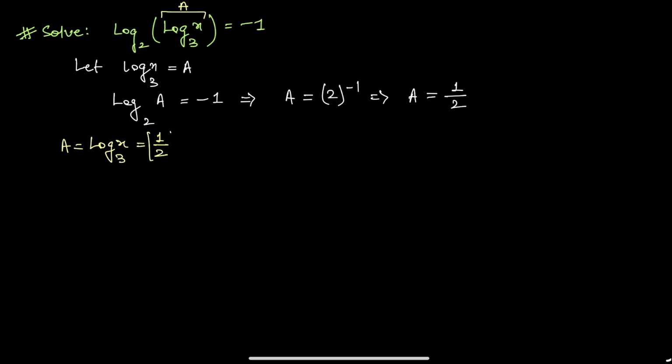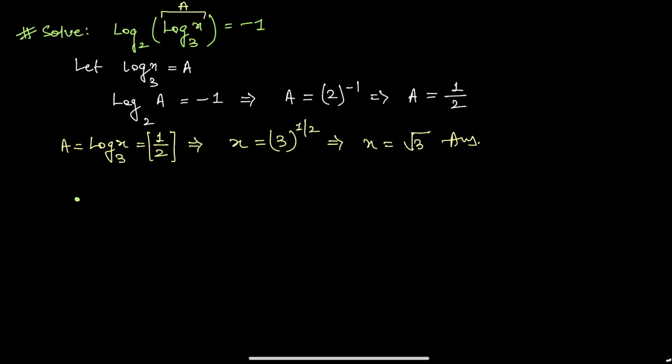And now again we are going to use the concepts of log. So I can write it as x is equals to 3 raised to the power 1 by 2, and this becomes x is equals to root 3 as the final answer for the given question. So here you can see that it was a complex looking question which is solved by using logarithmic concepts, and it is solved very easily. Moving on to next level question.